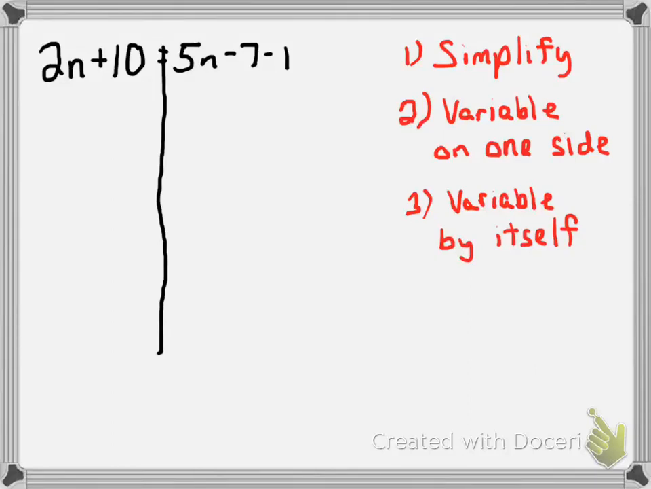Here we have an equation with a variable on both sides. There are 3 steps to solving any equation. Step 1, simplify. Step 2, variable on one side. Step 3, variable by itself.